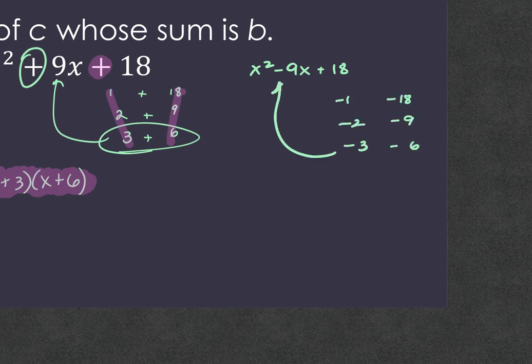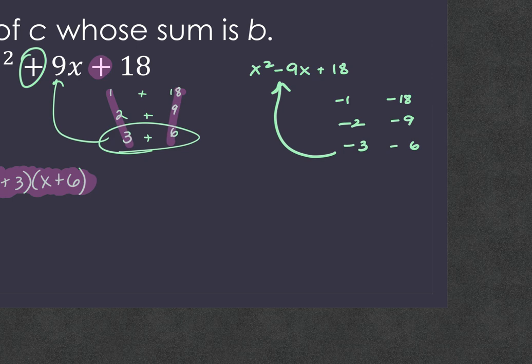And this would have been the combination that adds up to that negative 9. So if the last term is positive, they are all the same signs. Whether they're both positive or both negative is determined by the middle term. What if the first is negative? The first one's always going to be x squared for now. I'm talking about the middle one.